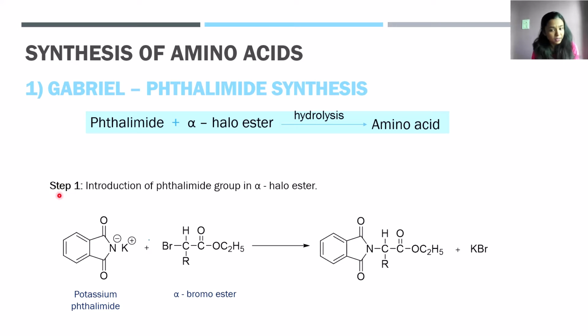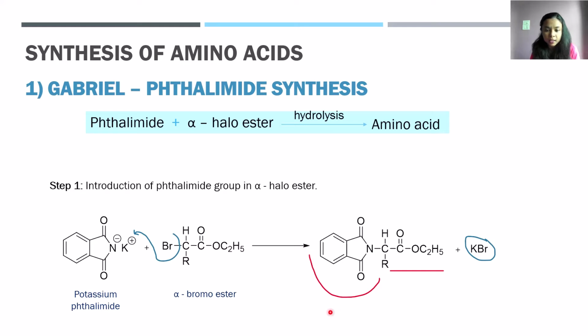So let's get into the mechanism of it. The first step is to introduce the phthalimide group into the alpha haloester. So how do we do it? First of all, we take potassium phthalimide and an alpha bromoester. Since potassium phthalimide has a K+ and the alpha bromoester has a Br-, they would both get attached and separate out as KBr. And so we see that the phthalimide group gets attached to the alpha haloester. This is our step 1.